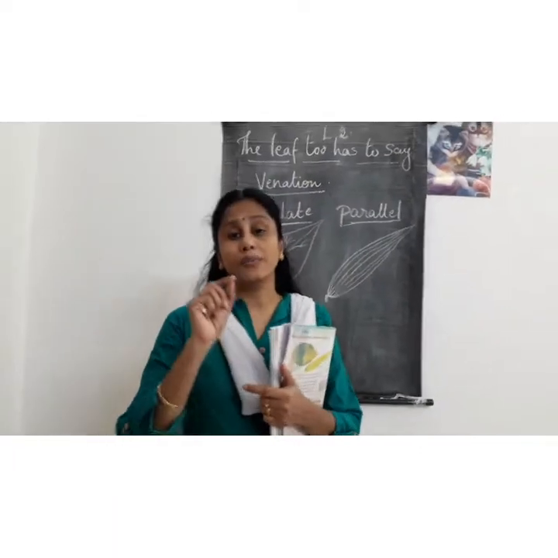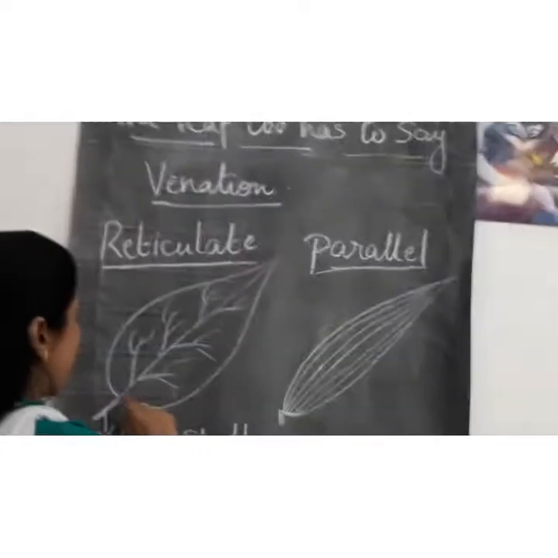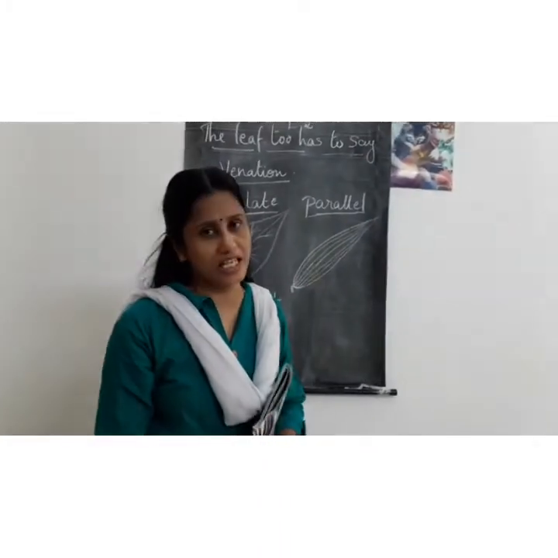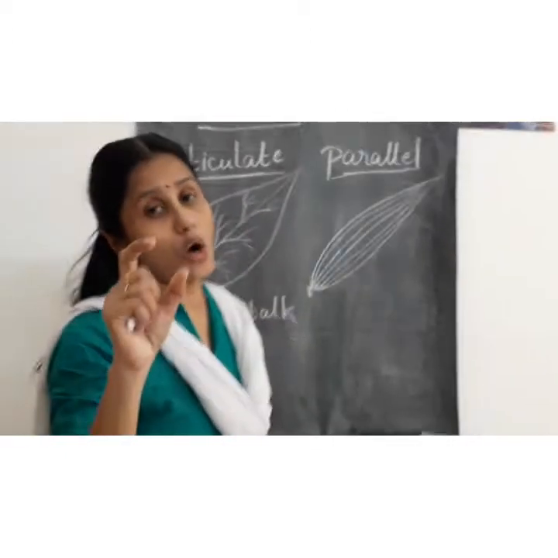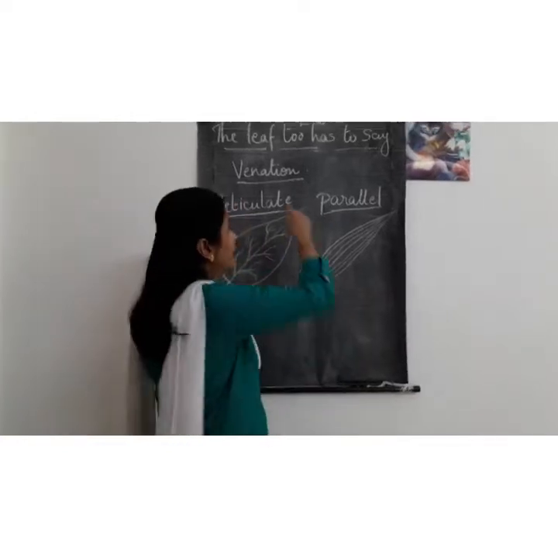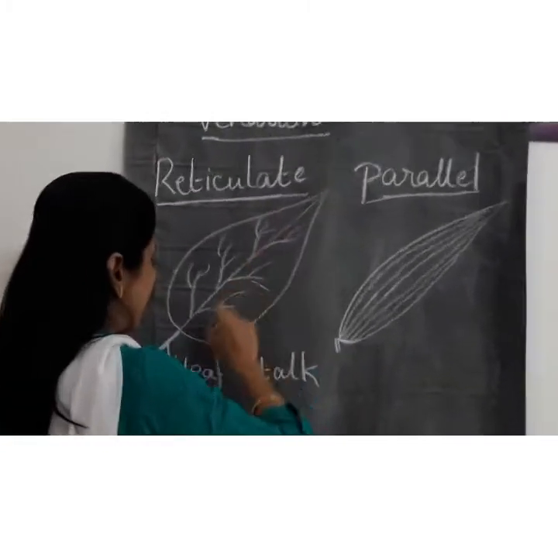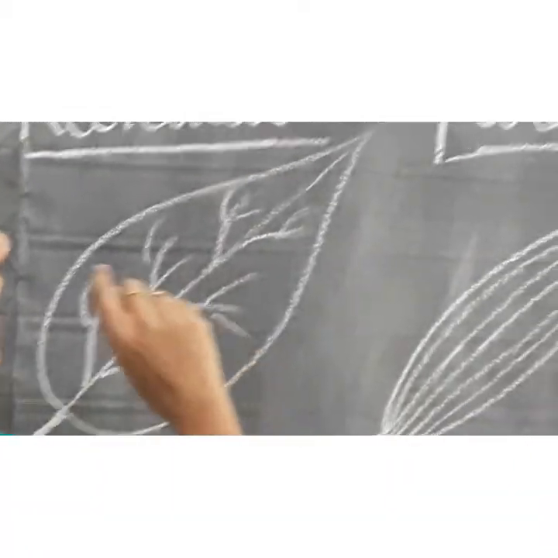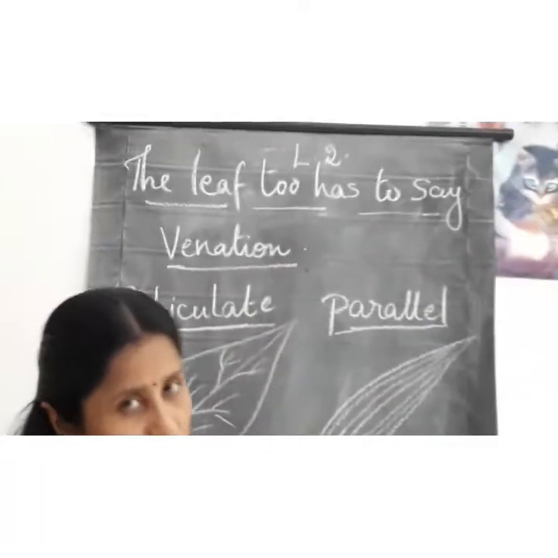So venation. The arrangement of veins in a leaf is called venation. This is the leaf stalk. This is the tip of the leaf, and here are the veins. This is the main vein. And this arrangement of veins in a leaf is called venation.